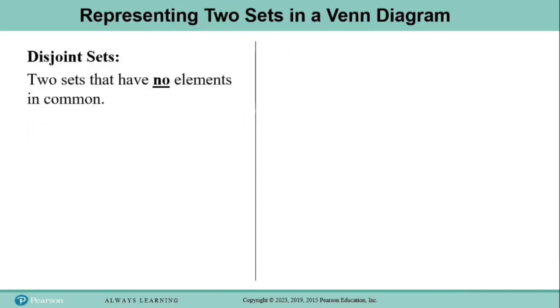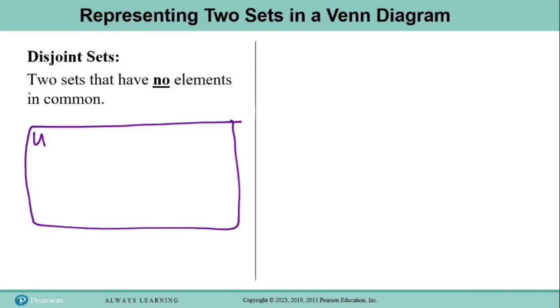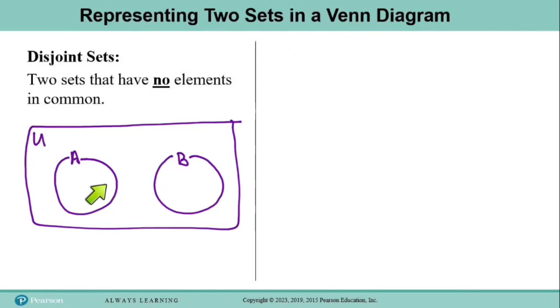So we would always have the universal set labeled with a U, and then we would have one circle that represents set A, and then another circle that represents set B, and the two would not overlap at all because they do not have any common elements.